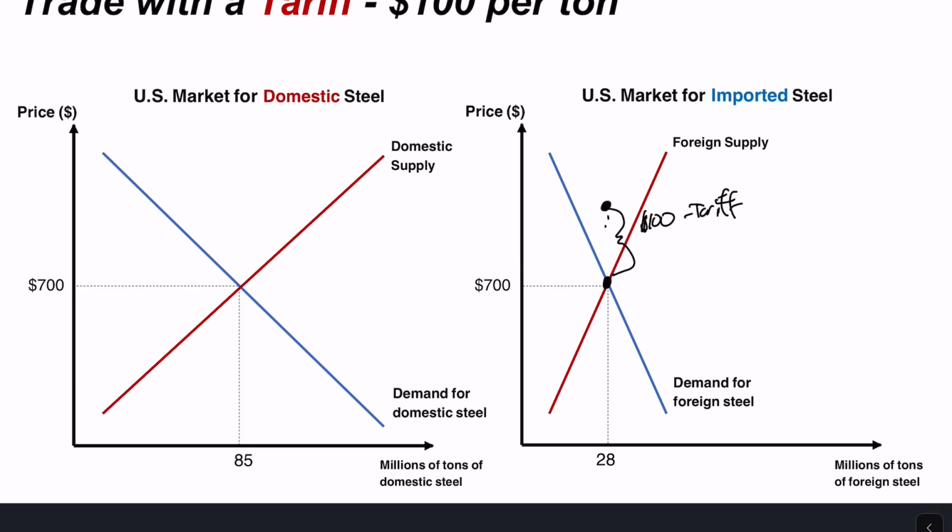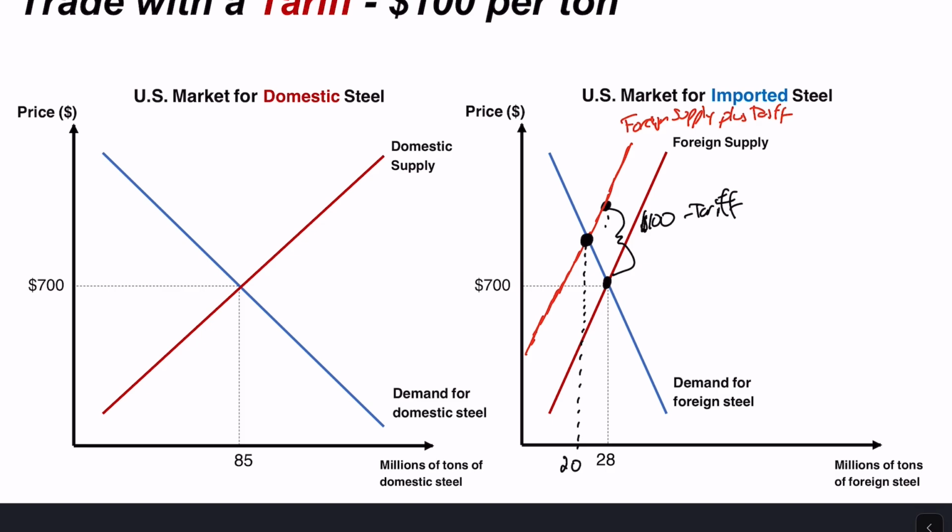And so if you do that for every single unit, we'll get foreign supply plus tariff, like so. Right. Now we need to do the standard tax analysis. We'll find our equilibrium after the tariff by taking that foreign supply plus tariff, and where does it cross demand for foreign steel? And we come down, and let's say that our quantity is now 20 tons of steel.